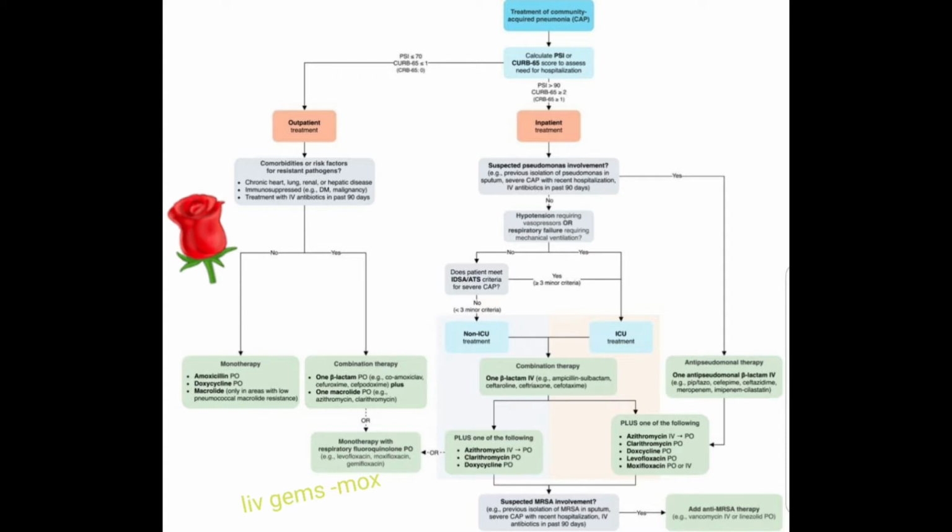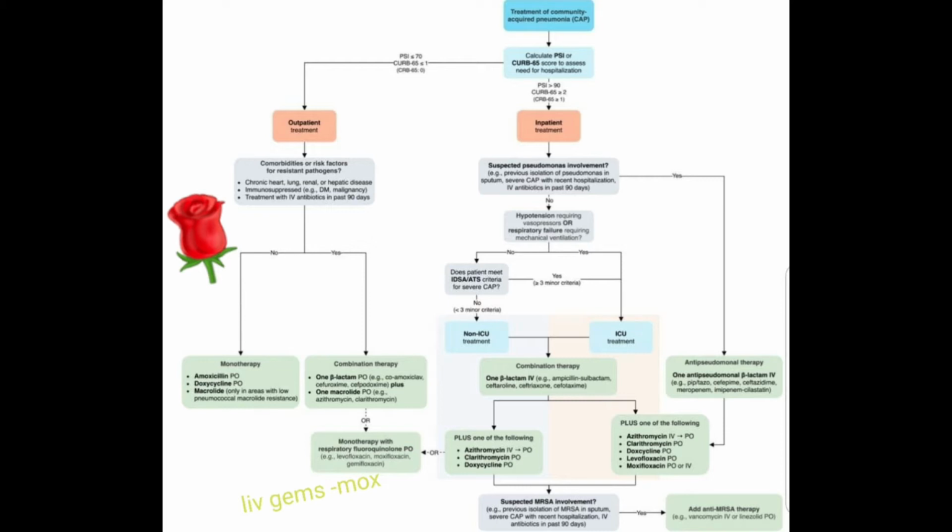And if the PSI is more than 90, CURB-65 is more than or equal to 2, or even CRB-65 is more than or equal to 1, then we will opt for inpatient treatment. Before I talk about inpatient treatment, let us talk about the outpatient treatment. In the outpatient treatment there are two things that we can do.